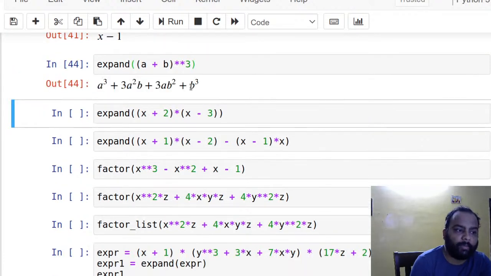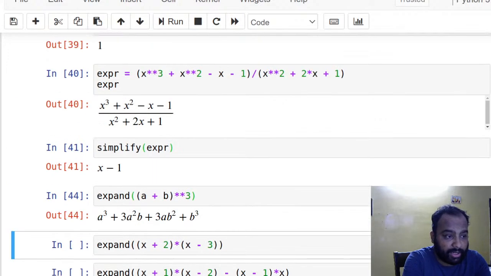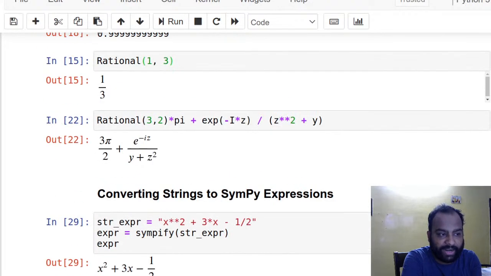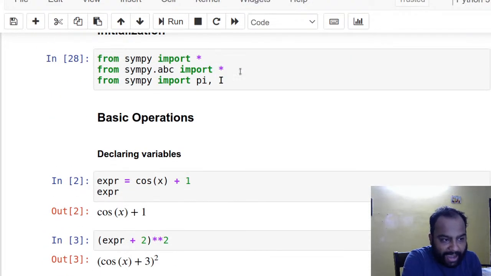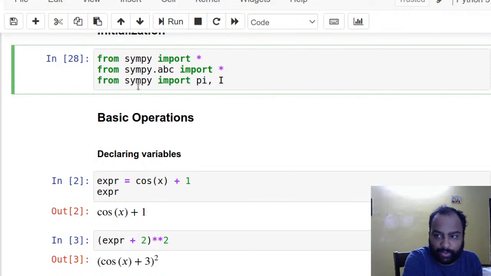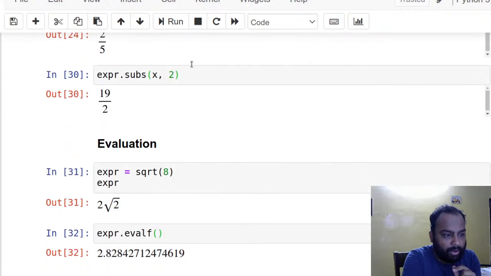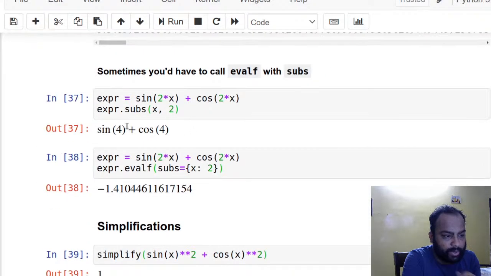That's fine. a cube plus 3a square b plus 3ab square. Oh, if it is giving you 1.0, then it is doing a numerical computation, which means that you already have x assigned to a numerical variable. So I would suggest go back and run this cell once again, so that x becomes a symbolic variable once again. When x becomes a symbolic variable, go back and do this computation once more.